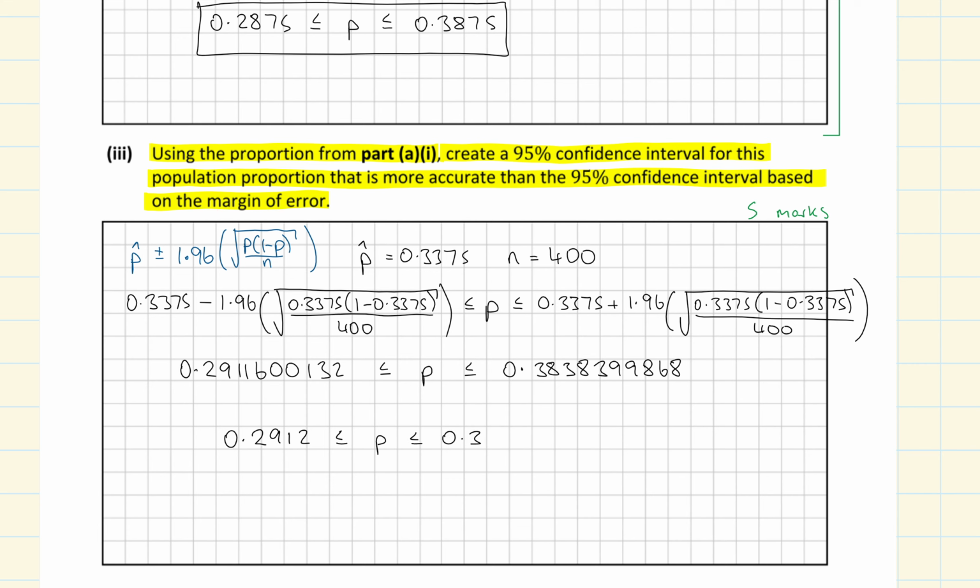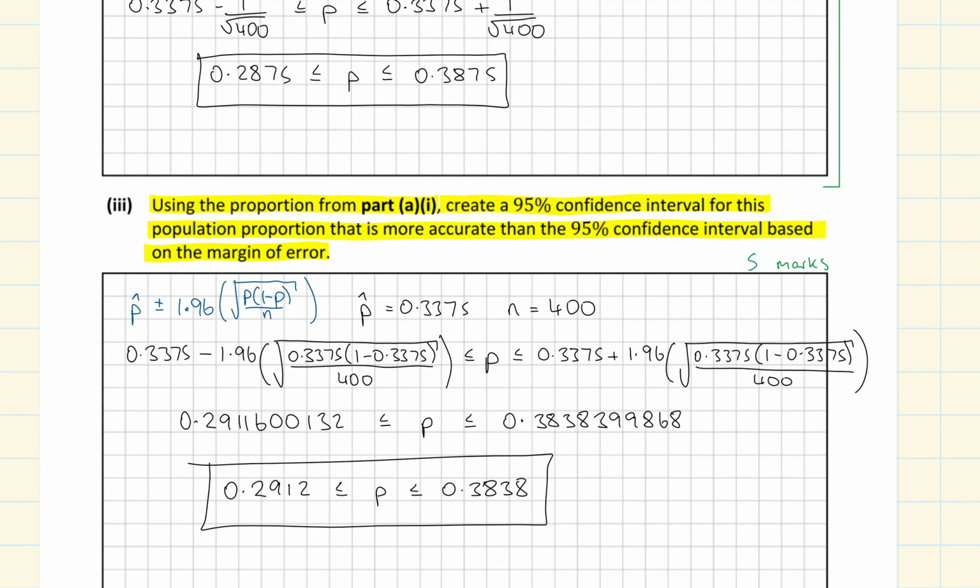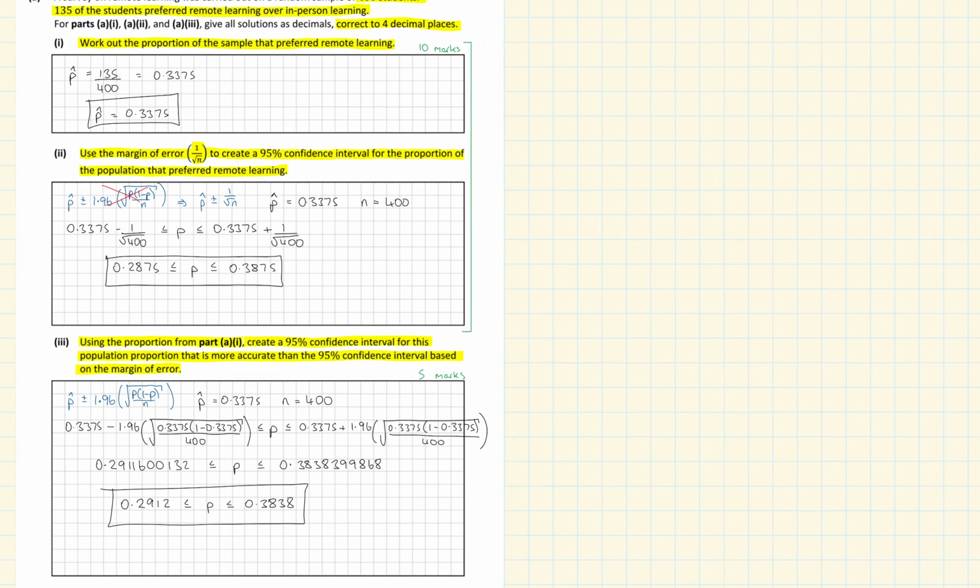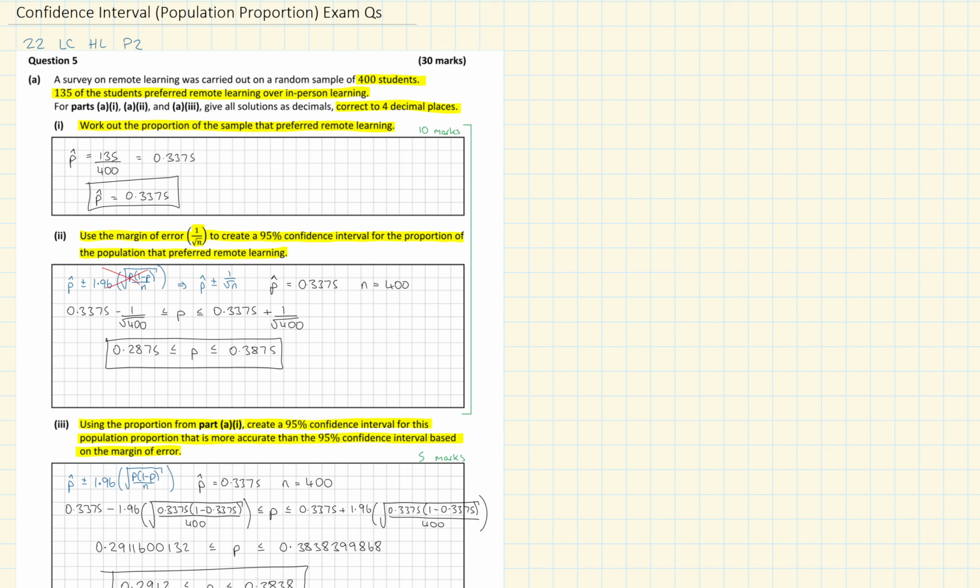So if we compare the two, we had 0.2875, that's changed to 0.2912, and 0.3875 has changed to 0.3838. So it's narrowed the 95% confidence interval. It's a little bit more accurate. Okay, and that's part 3 done. So 15 marks in total for that question 5 there. And that's us done.